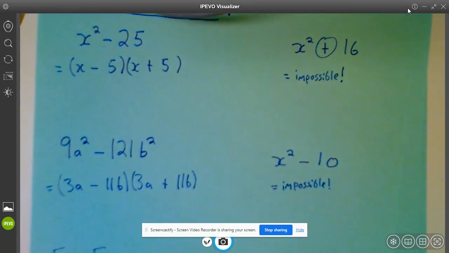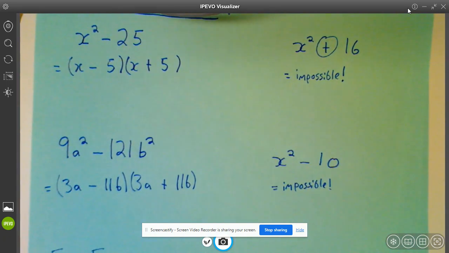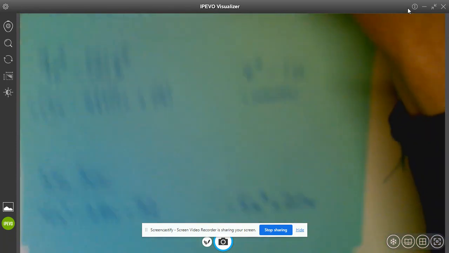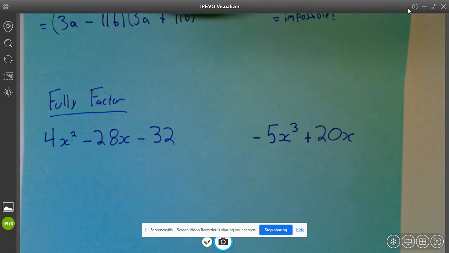So they're kind of our main factoring techniques. We went through 4 of them in this video: common factoring, simple trinomial, complex trinomial, and difference of squares. Sometimes we have to combine them and do 2 in 1 question. So the very last 2 examples I'll do in this video are what's called fully factoring. Fully factoring means I'm going to look for a common factor first and then see what I can do.